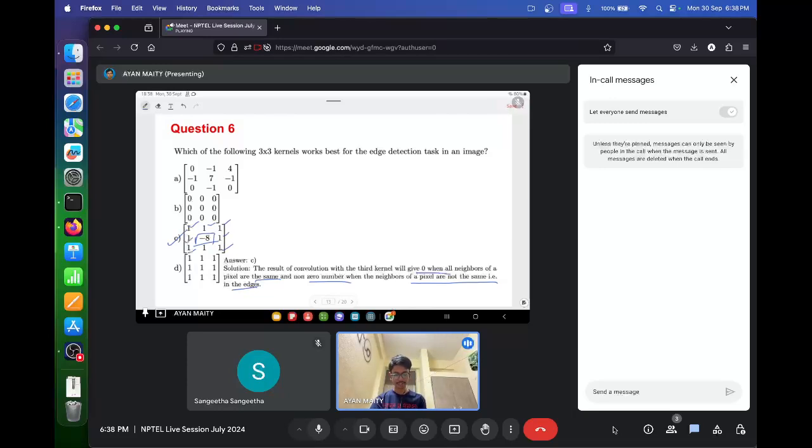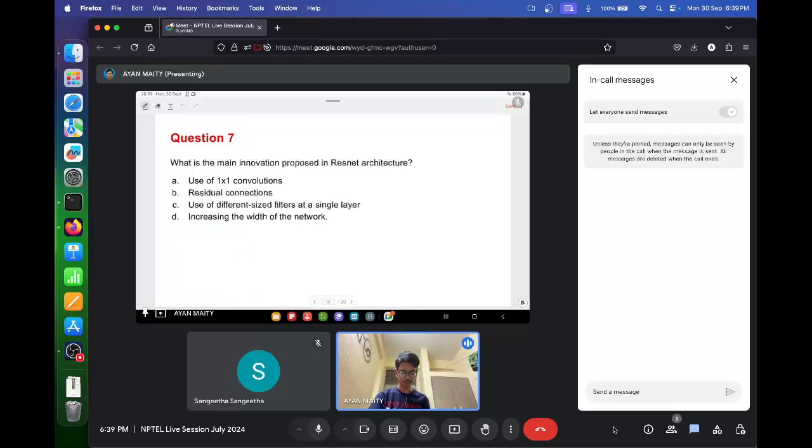Because in case of edges, the neighboring points would have different activations or values than the point in the center. So that's why this kernel would be able to detect edges in an image. So this is also taught in the video lectures.